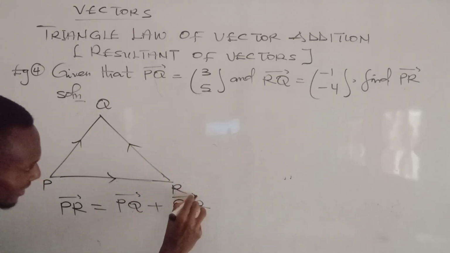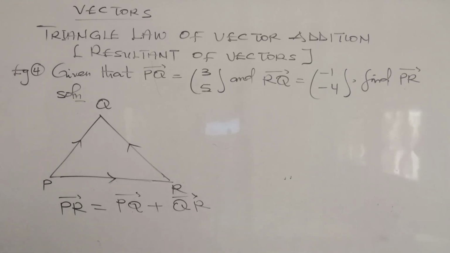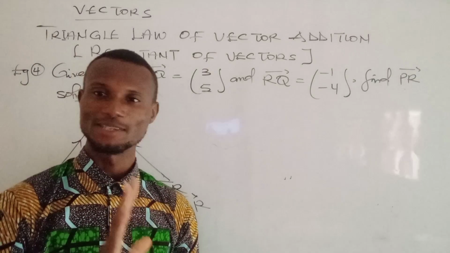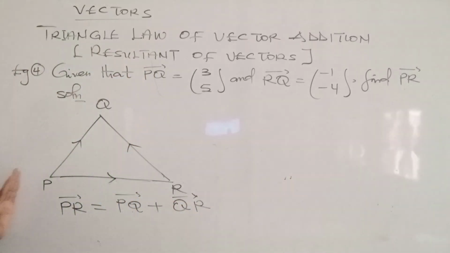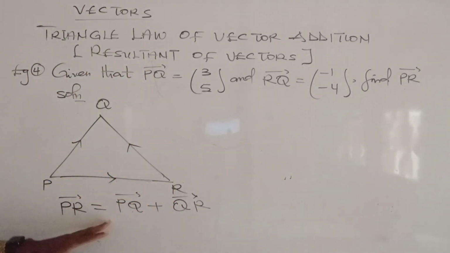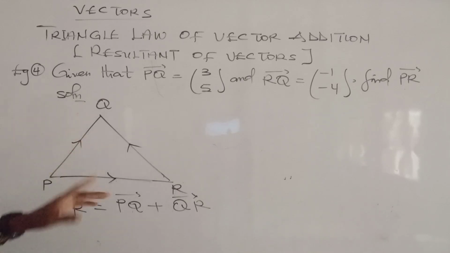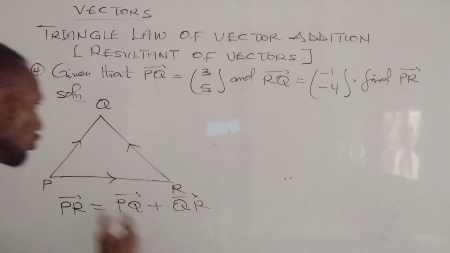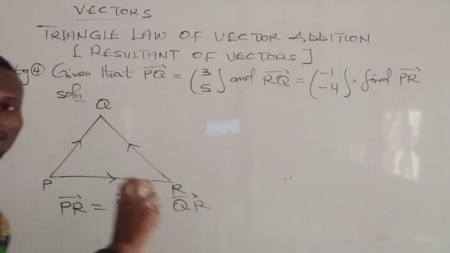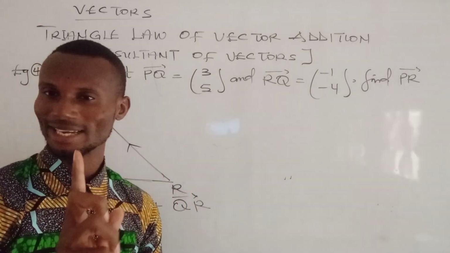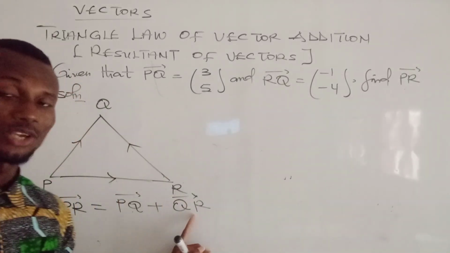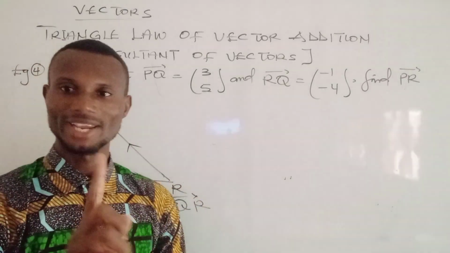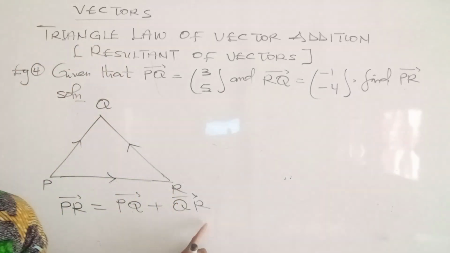I hope you understand and you agree with me up to this point. I've explained this a lot in the previous videos. Again, to get my vector PR, it will be equal to vector PQ plus vector QR. That's how you handle it. You move in the clockwise direction. Now, don't think that because you are having RQ, you go and write RQ there. That will be wrong. RQ is not the same as QR.